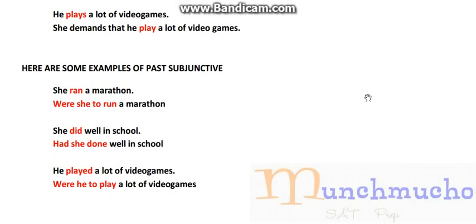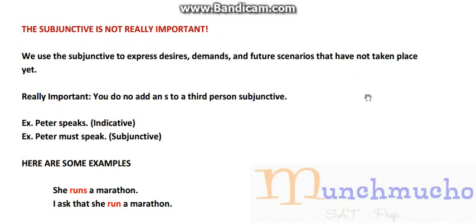That's all you got to know about the subjunctive. It's very, very simple. But again, remember, it's not really that important. It doesn't appear a lot on the test. If you watch all the other videos, watch this one. If you want to watch this one again, watch this one again. Just know the subjunctive is for desires, demands, and future scenarios. And also, if we're going to use the subjunctive, we do not add an S to the third person.